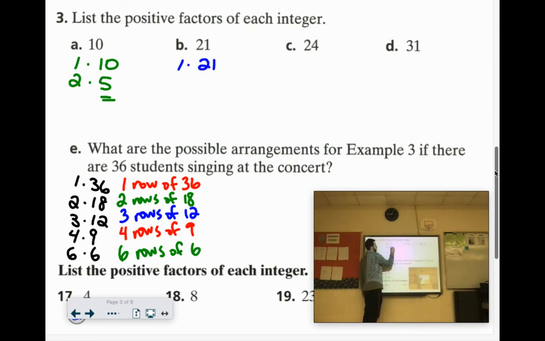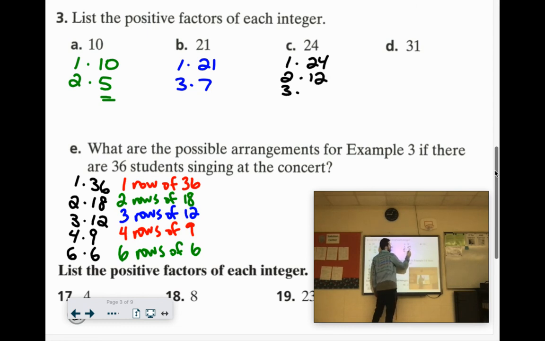Here, 1 times 21, or 3 times 7. 24: 1 times 24, 2 times 12, 3 times 8, or 4 times 6. 31 is a prime number, which means all we have are 1 and 31.